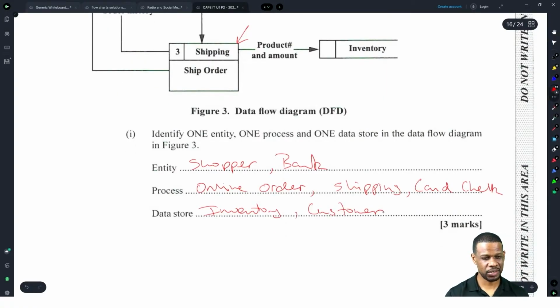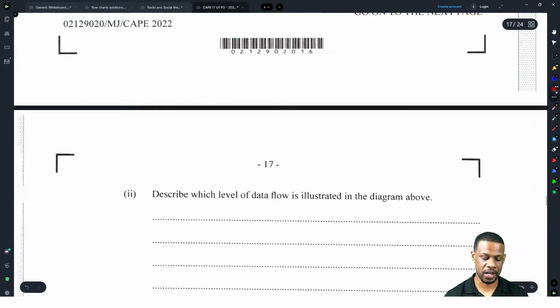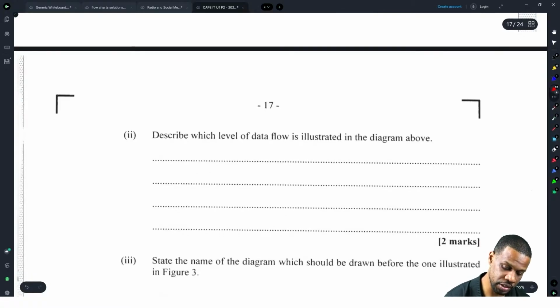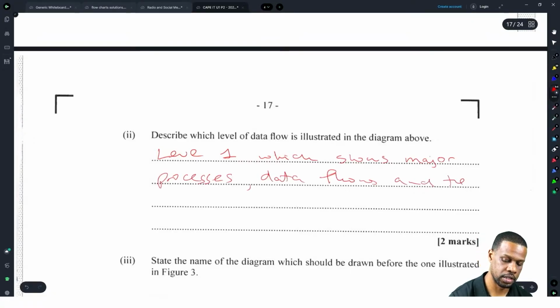Yeah, this is what they tend to do with data flow diagrams in IT. They don't make you draw them out because they really don't have time for that, and they don't have enough marks for it. Describe which level of data flow is illustrated. This is a level 1, which shows major processes, data flows, and the data stores.